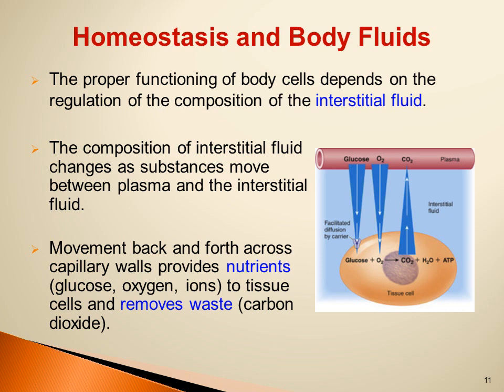So we have movement of materials from the blood, and these are oxygen and nutrients, and movement of the waste from the cell back to the blood vessel, and these movements will occur across the interstitial fluid that separates the blood vessel from the cell.